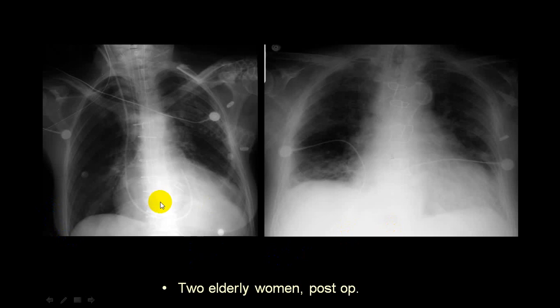Two elderly women, post-operative. You can see this is a PA view. No, this is an AP view. This is always taken in a supine position, so cardiomegaly will appear because of that supine view. So don't try to comment on cardiomegaly. And you can see these are monitor lines. And there is one catheter which is going like this.